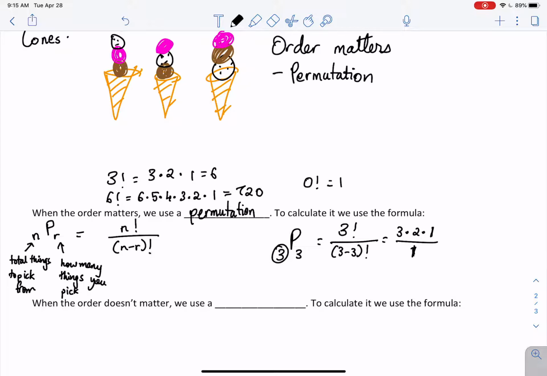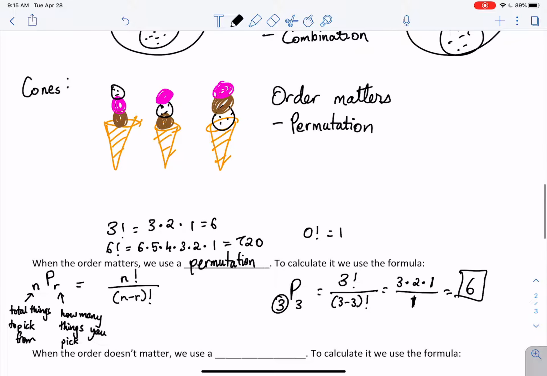So I get 3 times 2 times 1, 6 possibilities. So this is saying that there are 6 different cones I could have made, which makes sense. I had 2 with chocolate on the bottom. I can have 2 more with vanilla on the bottom. I can have 2 more with strawberry on the bottom. That would make my 6 possibilities.